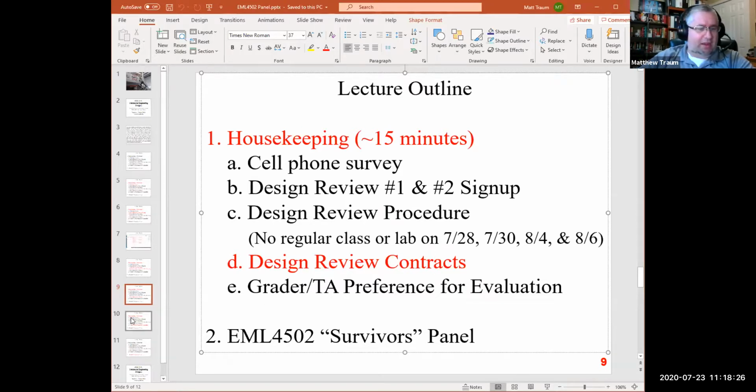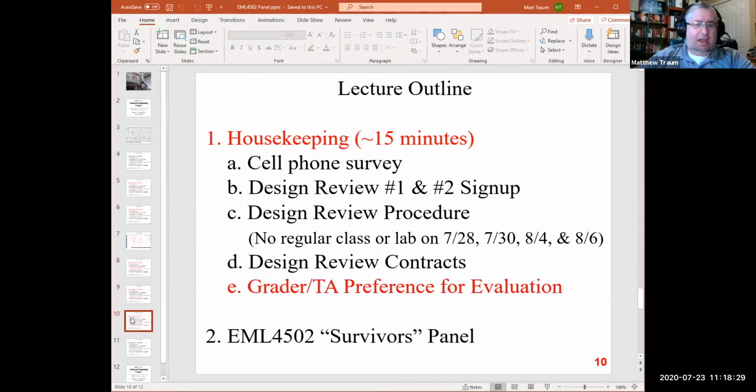And then the final thing that I wanted to throw out there was the greater TA preference for evaluation. This is something that has been suggested by our current teaching team, the current graders and TAs. Their idea is to have the same person, to the extent that we can, be present in both of your design reviews, and to evaluate your preliminary design report and your final design deliverables, your final design report and oral presentations. And we'll see how this goes.